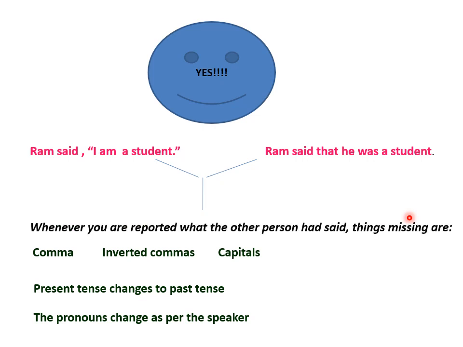So the things that are missing in a sentence in indirect speech or reported speech are commas, inverted commas, and capitals. Present tense changes to past tense, as in this case, am changes to was. The pronouns change as per the speaker. As you can see in this sentence, I changes to he because Ram is a male.